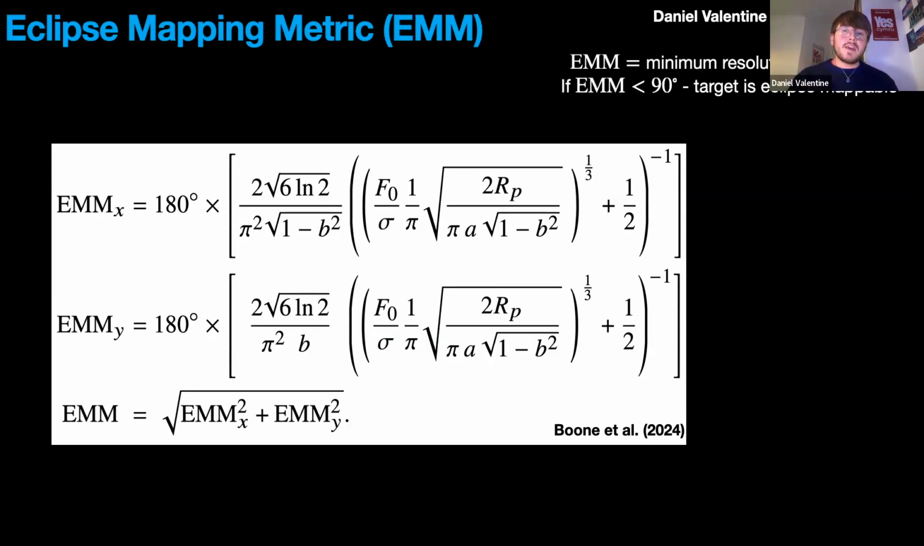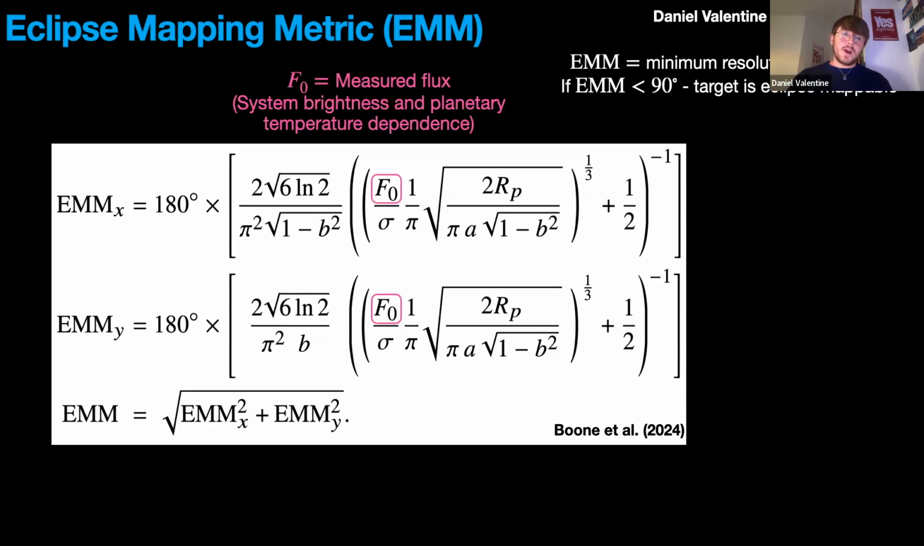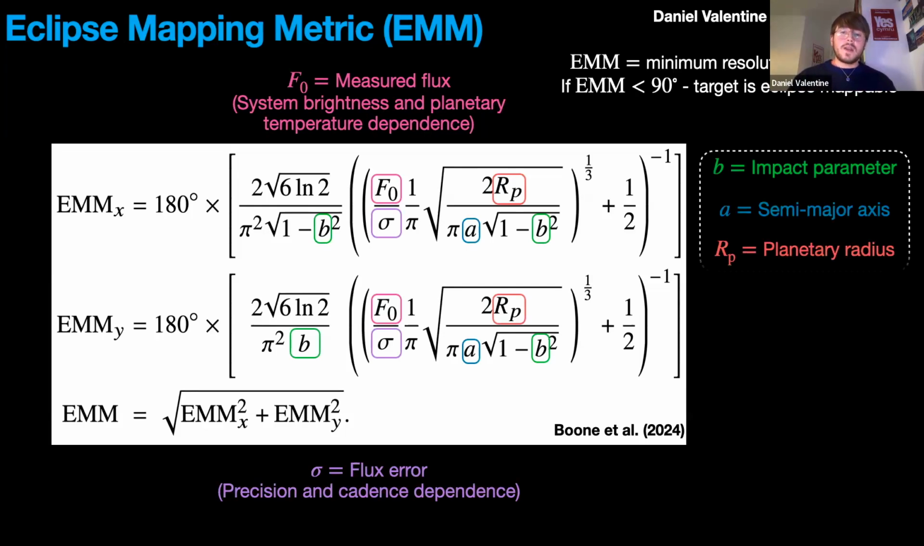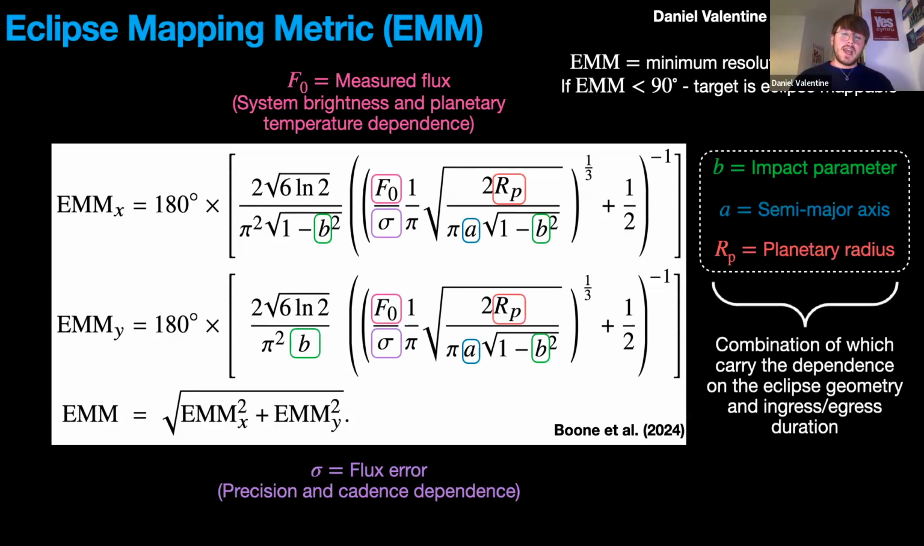But in simple terms, all the EMM really is the minimum resolution element that we can map a planet to. So a value of less than 90 degrees means that we can map the planet at better than hemispheric resolution, making it eclipse mappable. And as you can see, this metric carries dependencies for all the parameters that we might expect to affect whether a planet is mappable, including the measured flux, which carries the system brightness and planetary temperature dependence, the flux error, which carries our precision and cadence dependence, the impact parameter of the orbit, the semi-major axis of the orbit, and the planetary radius, the combination of which carry the dependence of the eclipse geometry and ingress-egress duration.